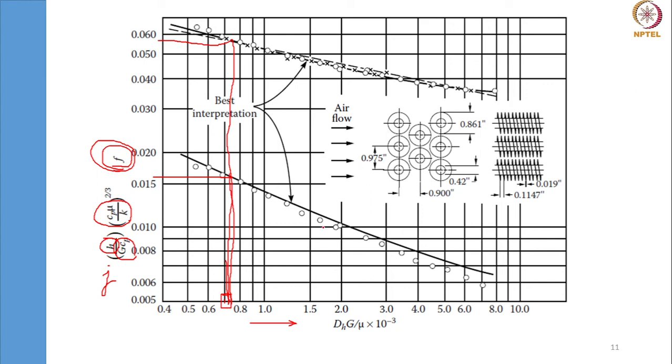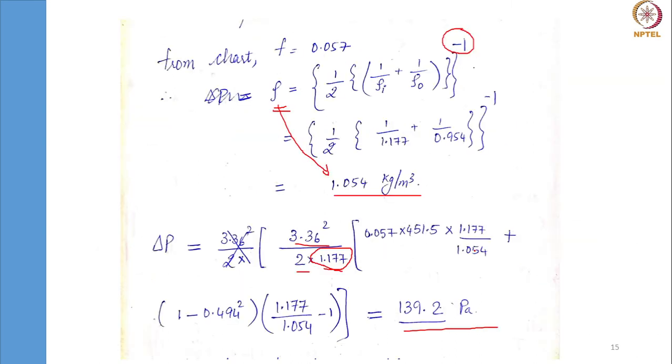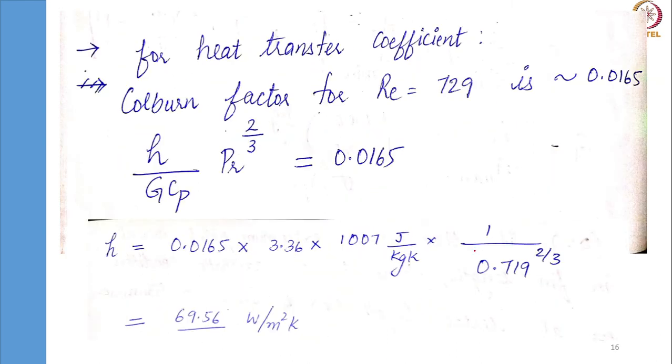So this we can take it around 0.016, about 0.0165 or whatever. So once we get 0.0165 as Colburn J factor, the other quantities being known, we just have to plug in the values to find out the heat transfer coefficient. So 0.0165 times G is 3.36, Cp is given.